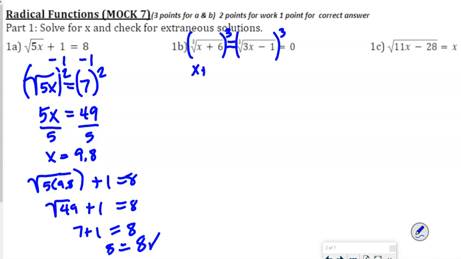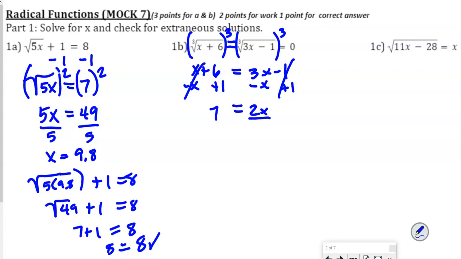So then we got x plus 6 is equal to 3x minus 1. Let's subtract x from both sides and add 1 to both sides. So it's going to give us 7 over here, that's now gone, and that's now gone, and that's equal to 2x. Then we're going to divide both sides by 2. So that would give us 7 over 2 equals x. We could also say this is 3.5. We don't have to check cube roots, if you recall. Now you could check it just to make sure you got the same answer, but you don't have to check them. So here's our last one, 1c.